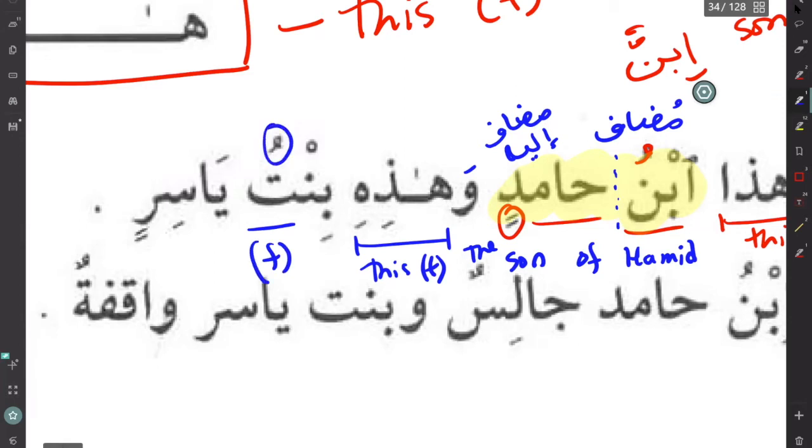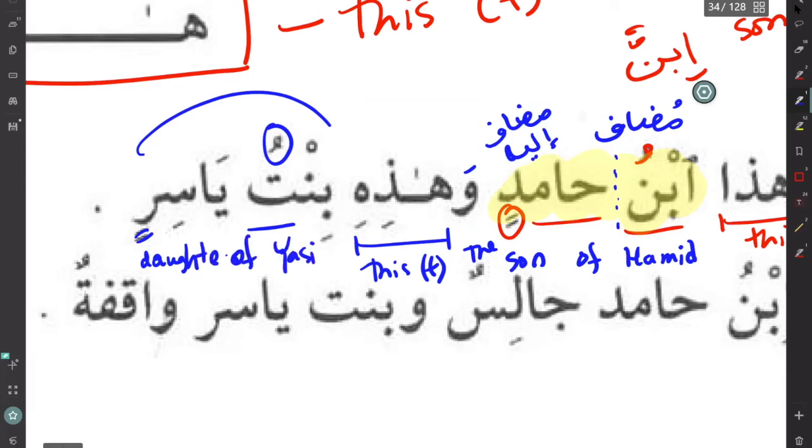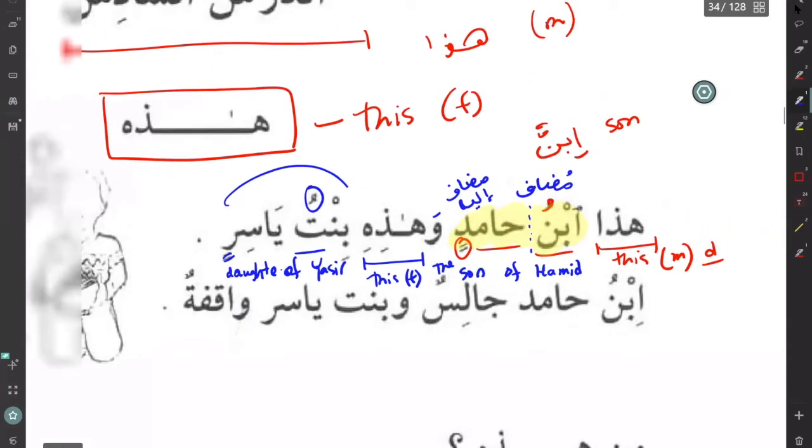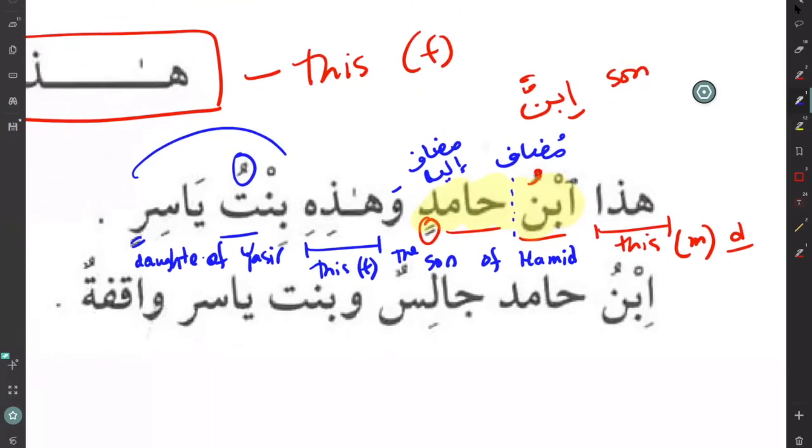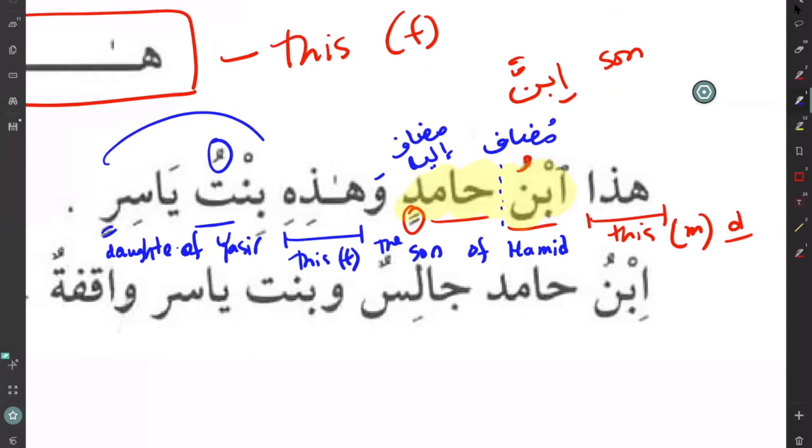And again, the same concept we have, this idafa. The word is bintun, but it's saying bintu yasirin. Now at this point, you really need to understand that this is an idafa. So you will say what? The daughter of Yasir, and this is the daughter of Yasir. Yes, guys. So that's what this sentence is saying.